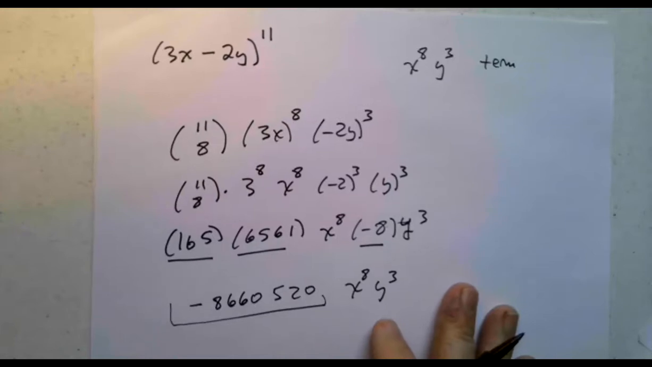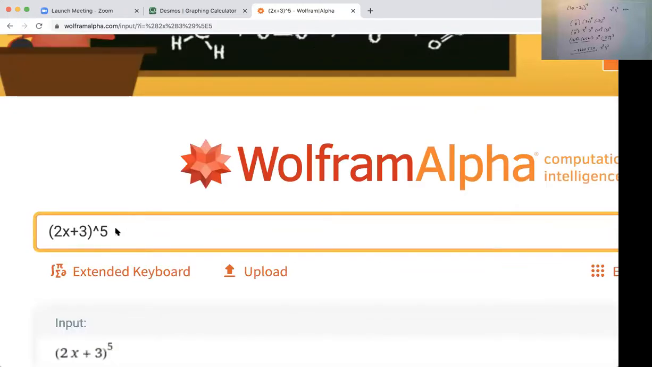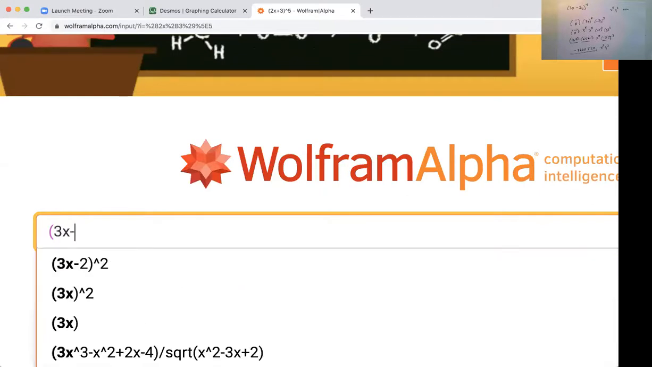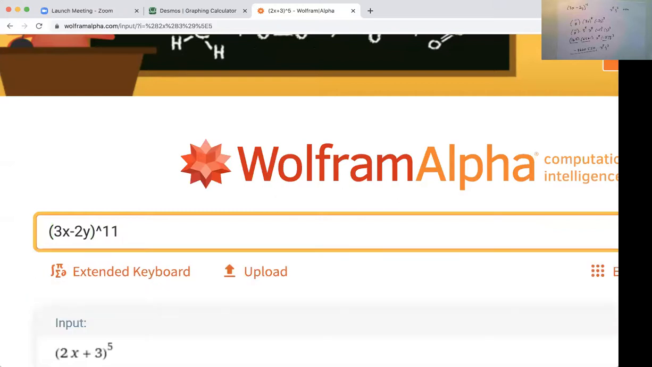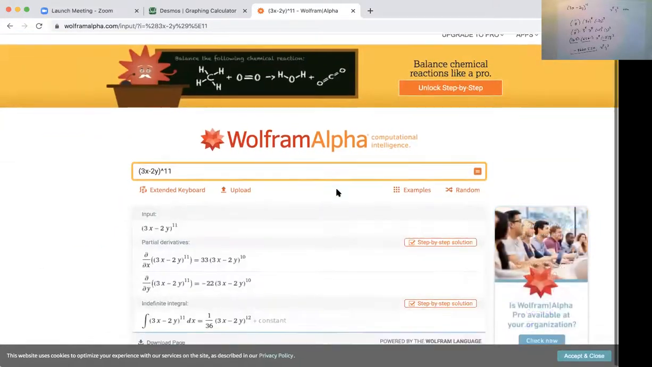I don't know if Wolfram Alpha will be able to do this, but let's try it. And let's see, 3x minus 2y to the 11th power. We're interested in the x to the 8th, y to the 3rd term. We hope it's negative 8,660,520. I'm not surprised this is going to take a little while to do.